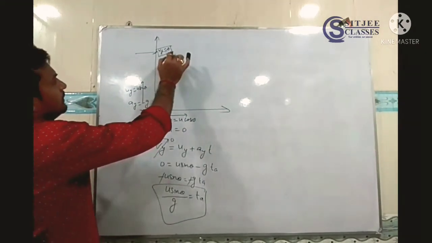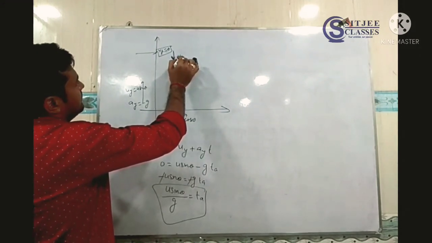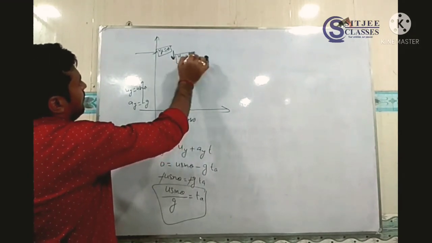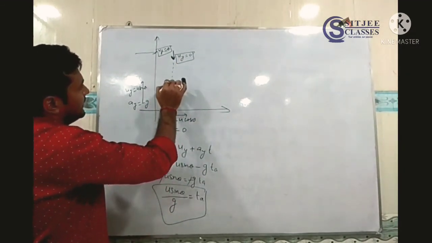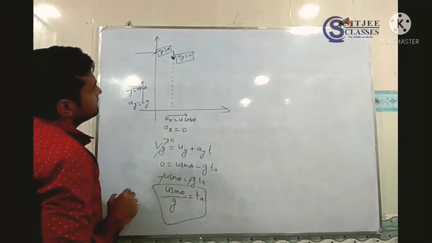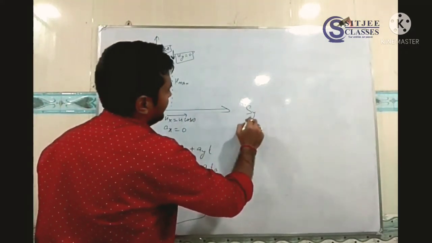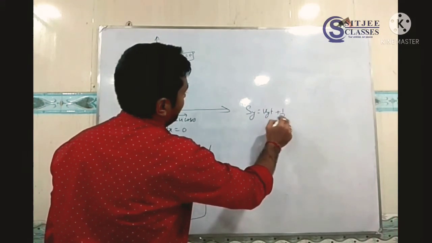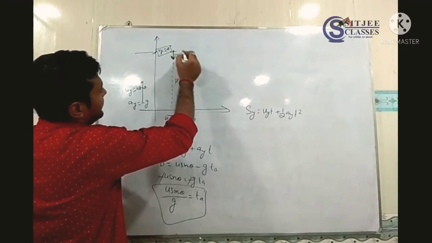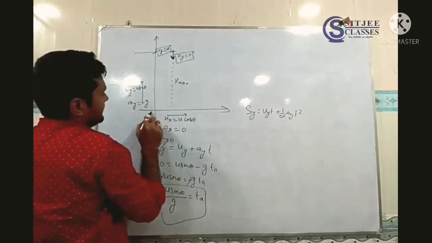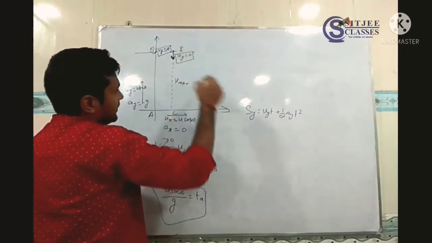Here if you see, at this place uy is 0. And from here I will take that this is displacement, which is nothing but H max. So I use the formula sy equal to uy t plus half ay t square. If you divide this motion from here to here, don't get confused. I am just dealing from here. Let us take that this is A, this is B, and again this part will be B, and this is C. So I am talking about B to C.